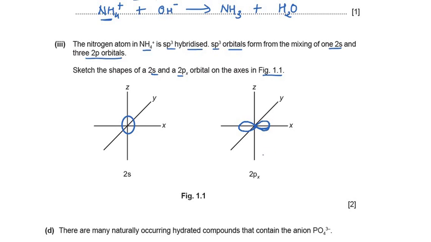So this is the 2px orbital and this is how you're going to draw it. You can even color it because it's fully spherical, but if you leave it circular it is fine. The 2s and 2px orbitals are as shown.